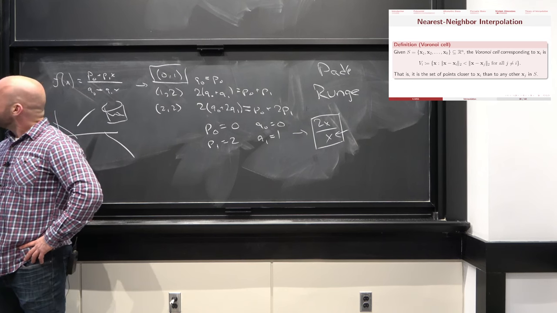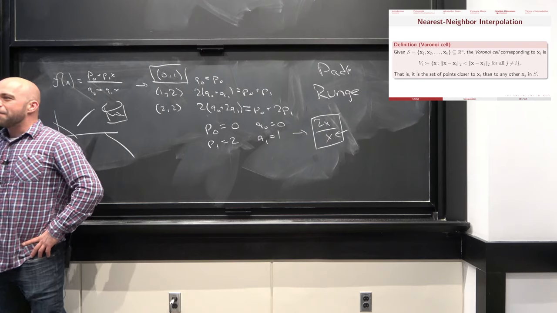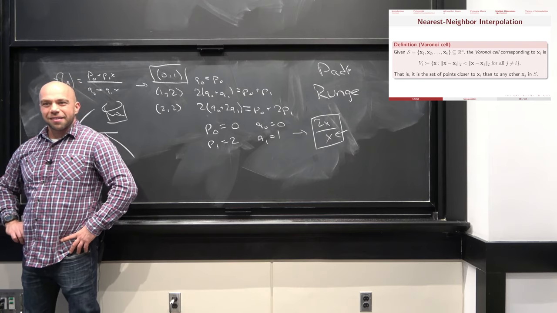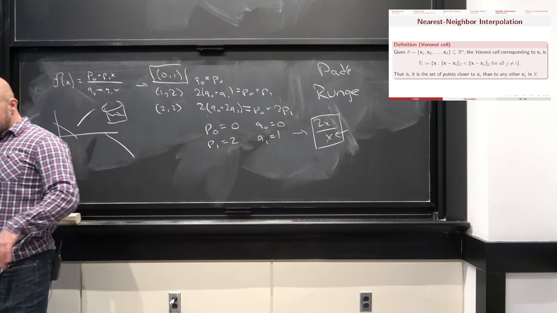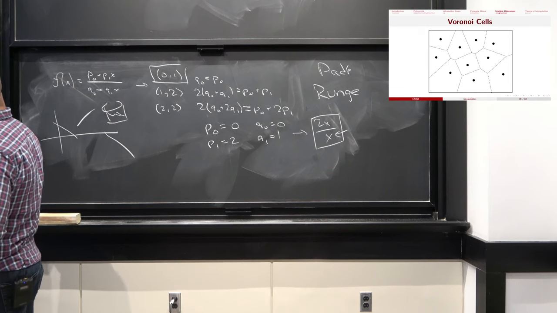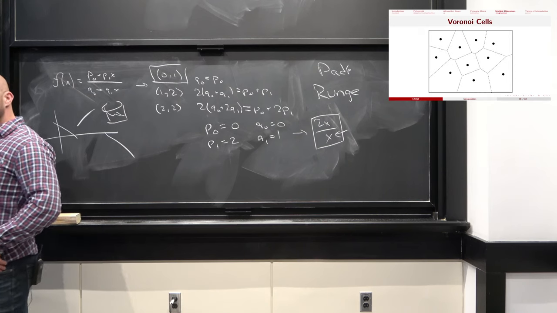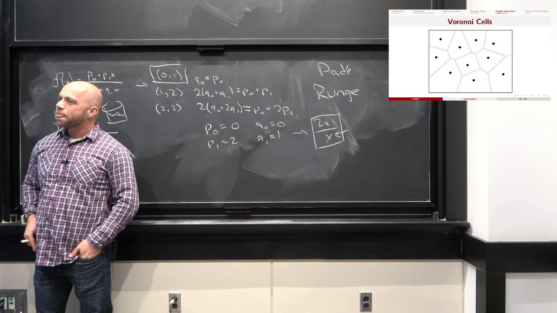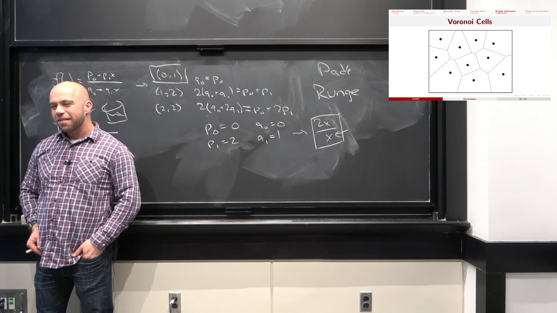And so if you think about it, inside of each Voronoi cell, my nearest neighbor interpolant is constant, right? So the way to think about nearest neighbor interpolation is that there's a bunch of basis functions, one per cell. There are these weirdly shaped objects like this. And that's really what's getting controlled. Does that make sense?